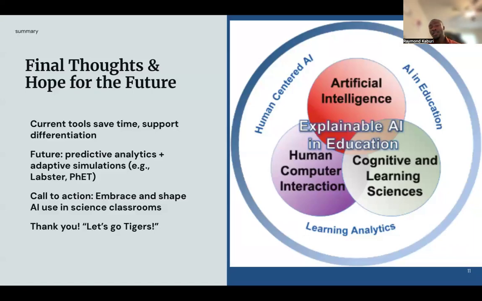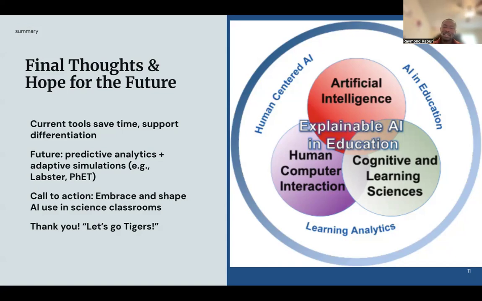Now, the final thoughts. We have learned a lot about the inclusion of AI in the classroom, in this context in science education. And our final thought is that current tools save time. There's no doubt about that. Even though the initial training and learning may take time, when you are used to it, it saves a lot of time. It supports differentiation. And for the future, we are able to do predictive plus adaptive simulations. We talked about that last week when we looked at the Physics Educational Technology platforms.